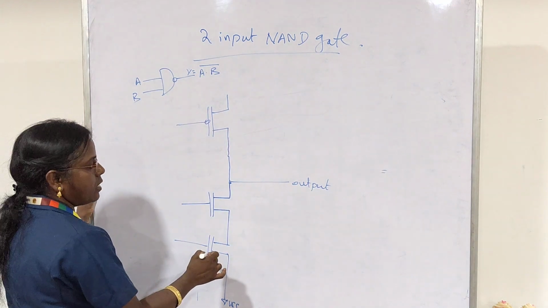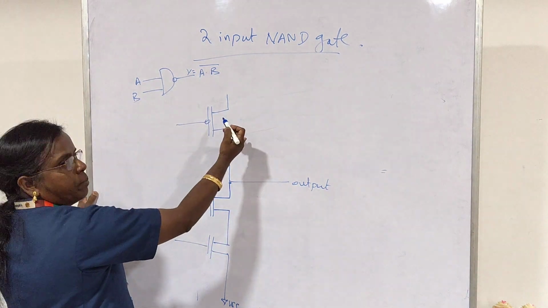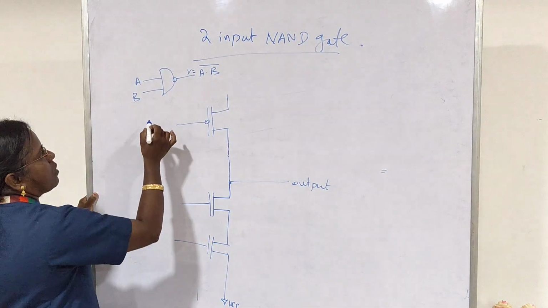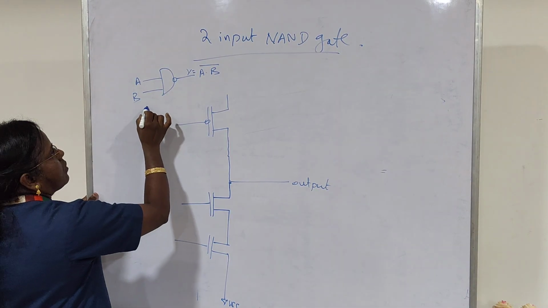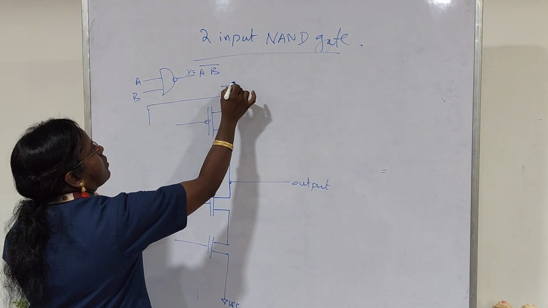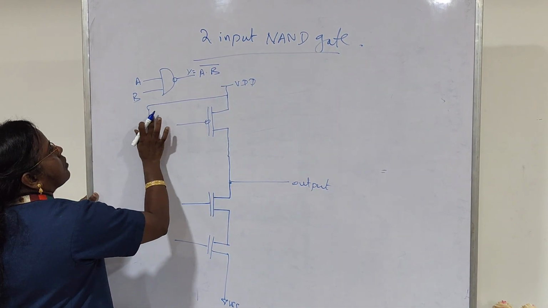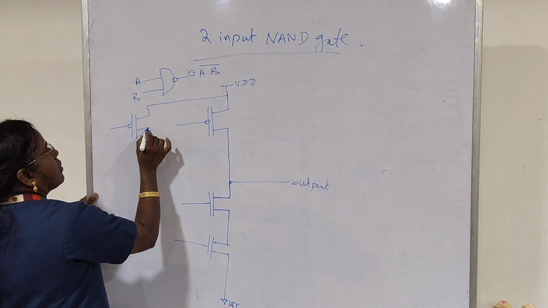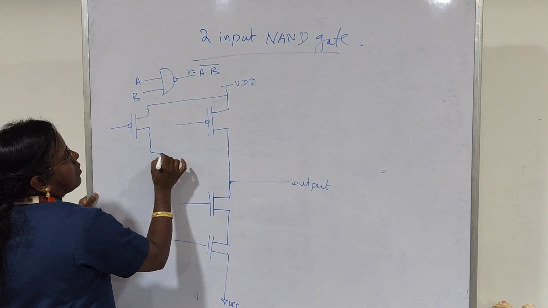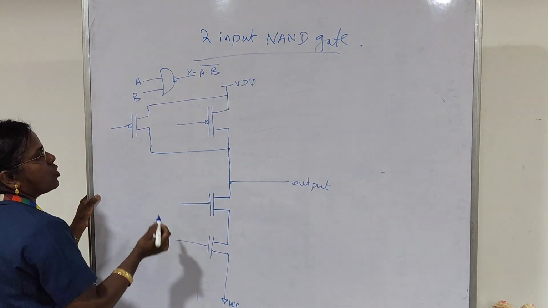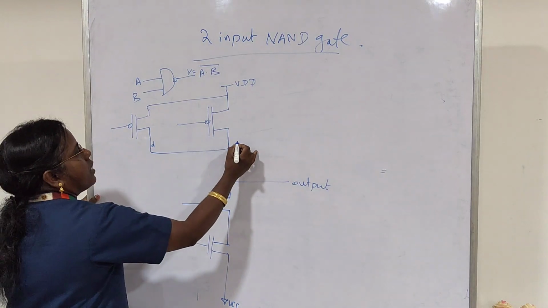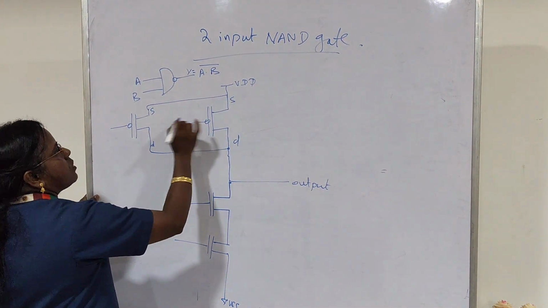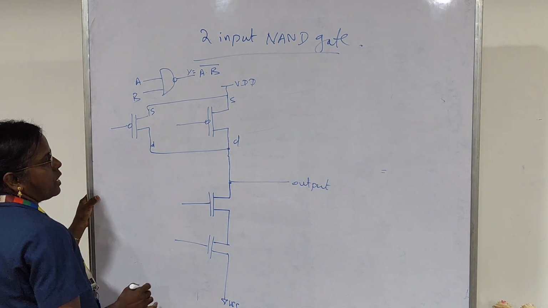Here NMOS connected in series means your pull up transistors PMOS must be connected in parallel, just opposite to the pull down network. Okay. So parallel connection, two drains of both transistors must be connected together. Source of both PMOS transistors must be connected together.